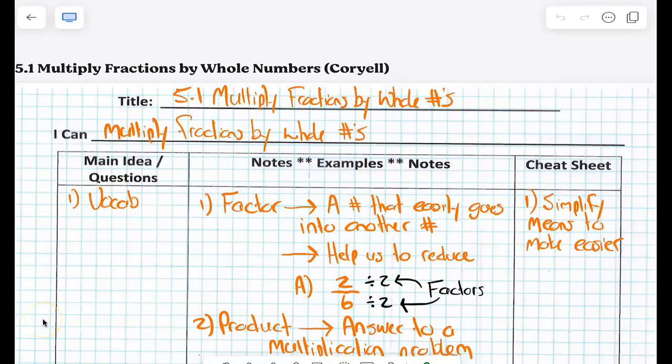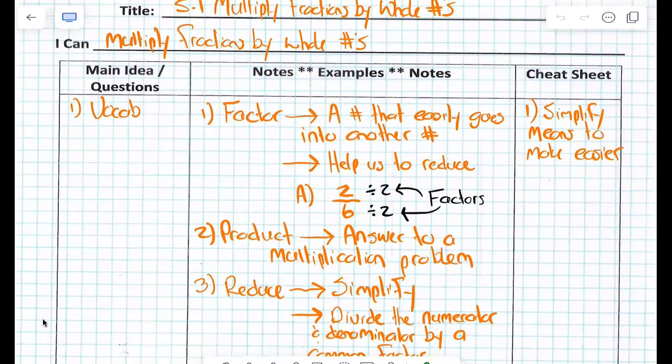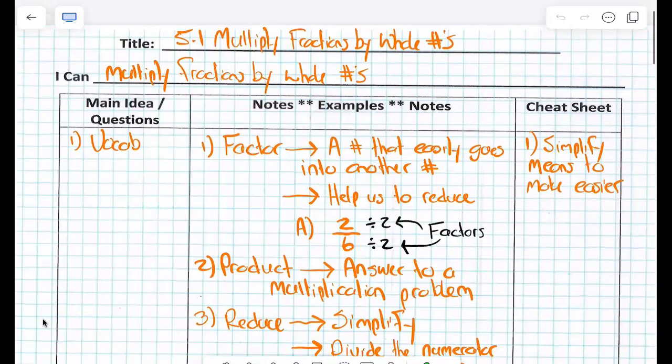Today, 5.1, multiplying fractions by whole numbers. Can you multiply fractions by whole numbers? Yes. All right, so we've got some stuff we need to talk about to make sure we're all on the same page here, okay?